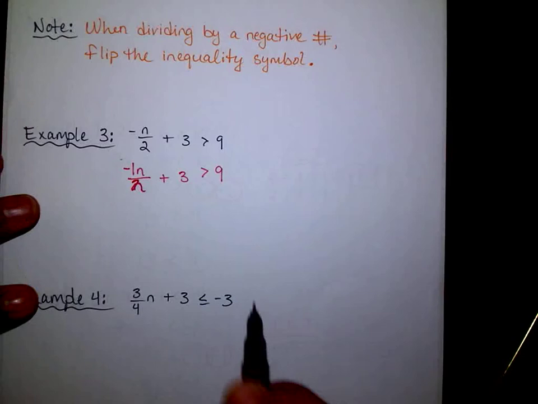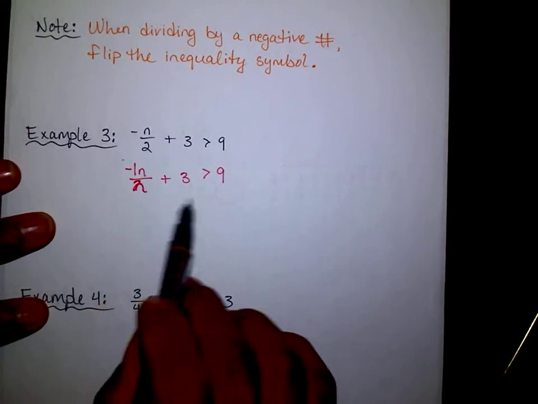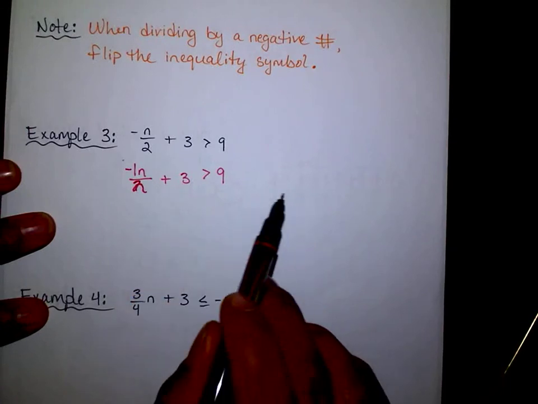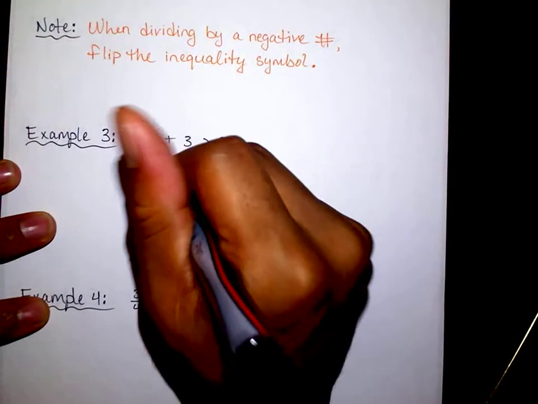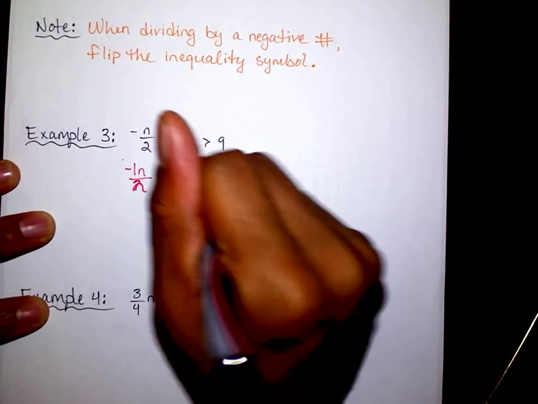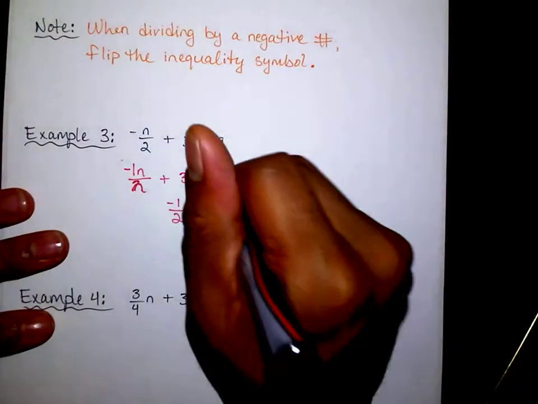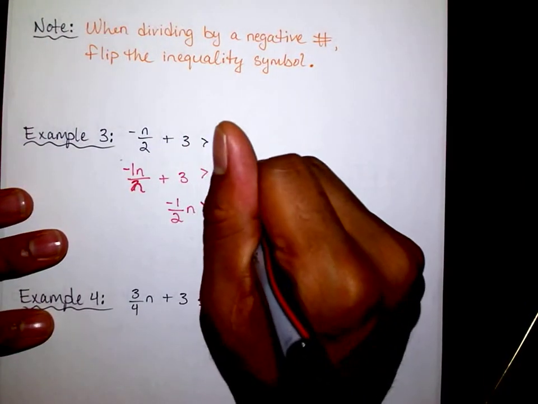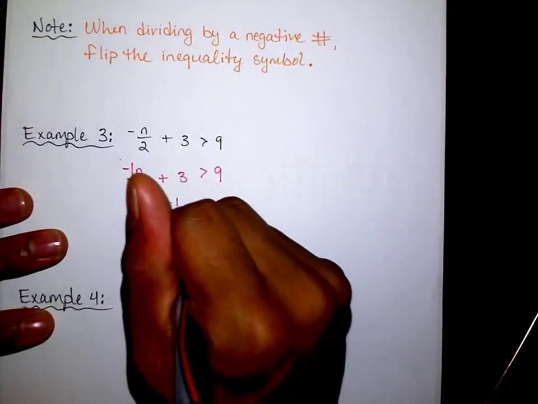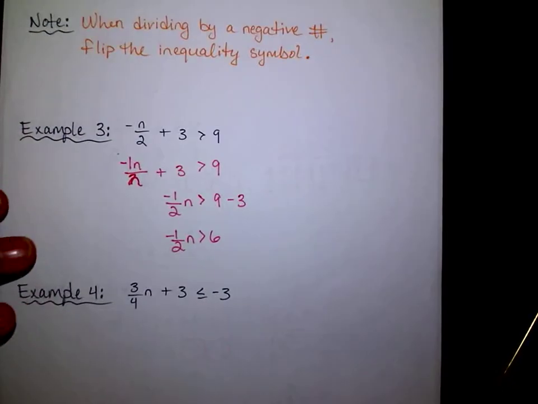Now, as I was saying, we're going to start off by moving this positive 3, and when I move it across here, it's going to do the opposite, so it's going to be negative 3. So this is going to be negative 1 over 2n is greater than 9 minus 3. Simplify that. And that gives us 6.